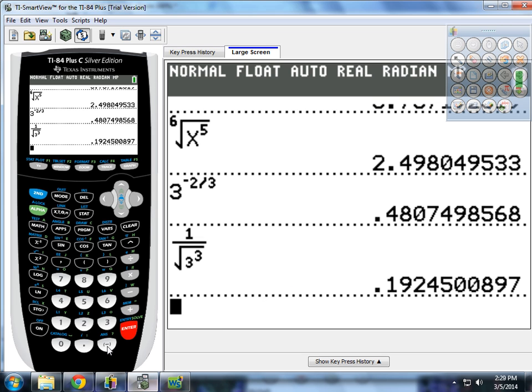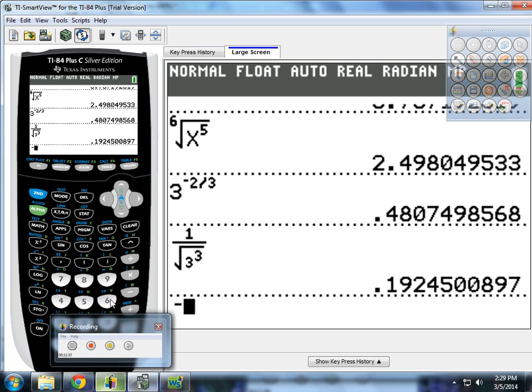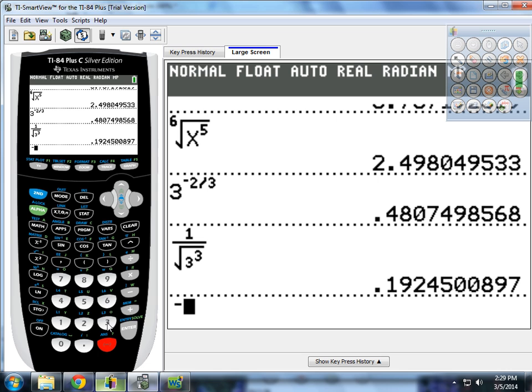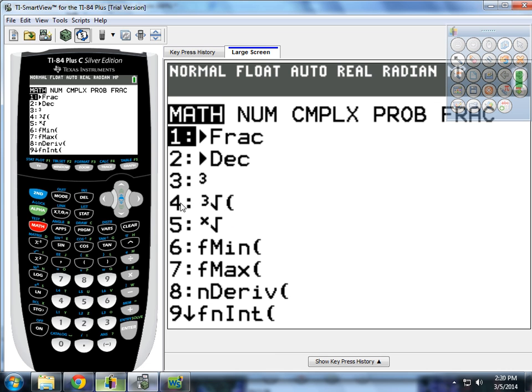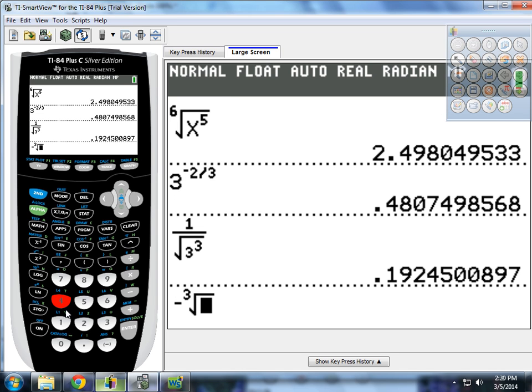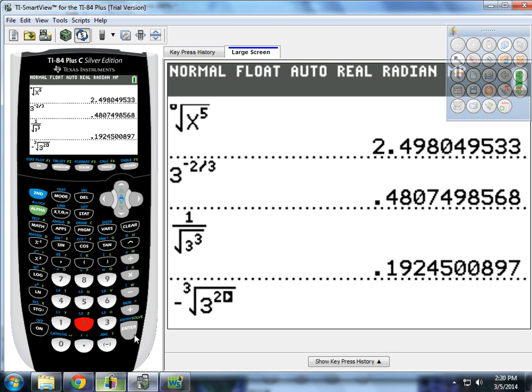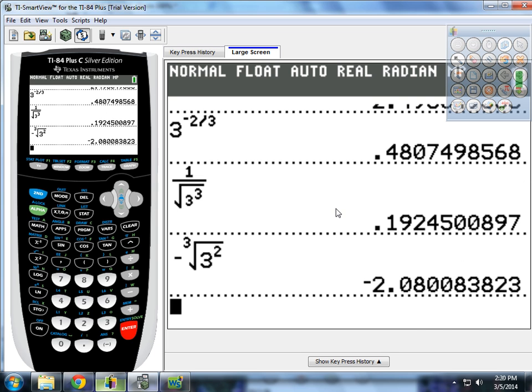So now we're going to go down to answer B. A negative, and then I need a cubed root. And you don't have to press 3 and then the math thing. You can just say math, and we have a cube root option, which is option 4. And then I've got 3 to the 2nd. Now, did I get the same thing as I got in my original problem? No. So I'm going to mark B out, and I'm going to go to C.